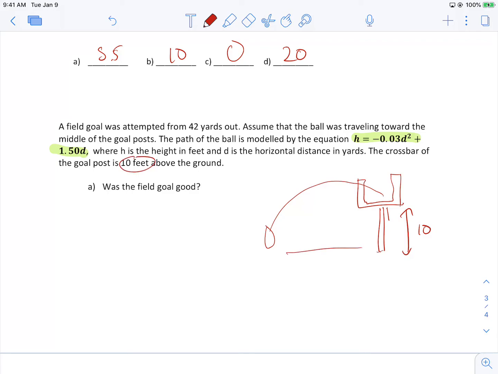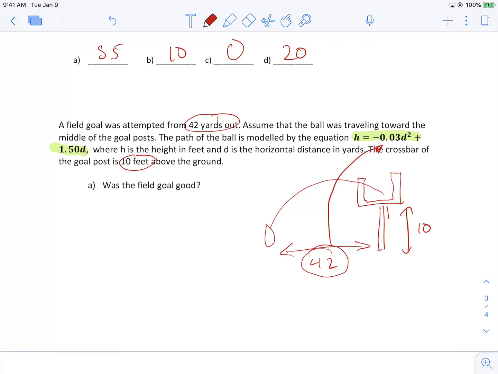We also know that the distance is 42 yards. We kick it from a distance of 42 yards away. So what we can do is take this distance and put it into our equation. When we do that, it's going to give us an h value. If we find out the height is above 10, perfect, the field goal is good. But if the height is 9 or 8 or 7, that means it's below 10, not so good. So let's check it out.